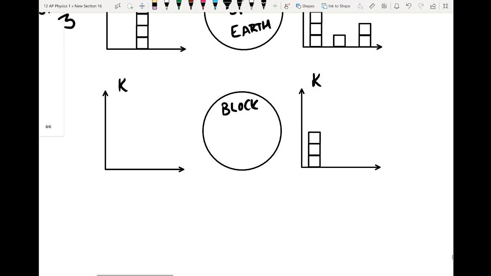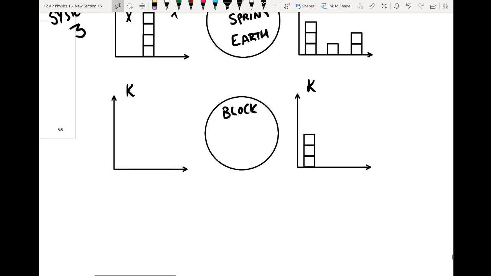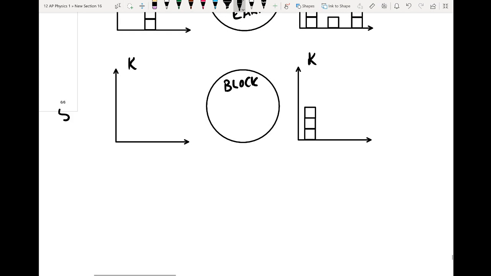So the block itself can't have potential energy. It needs this interaction with the Earth because the Earth is what's doing that pulling. It's what's going to give the block energy as it's falling. So we can't have that. So this is really all that we have for system 1.